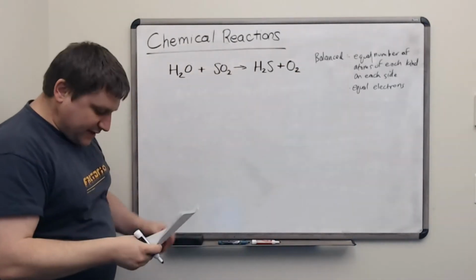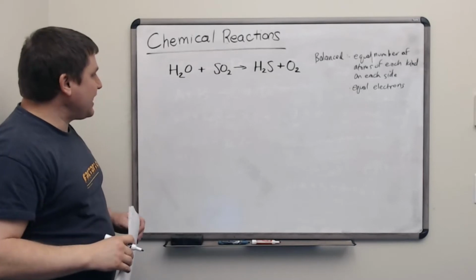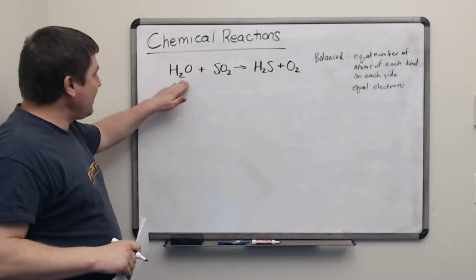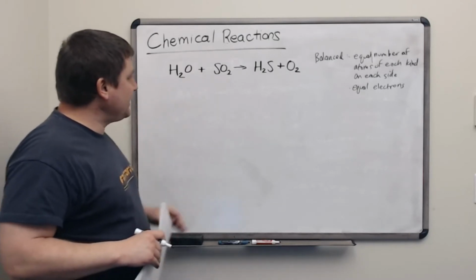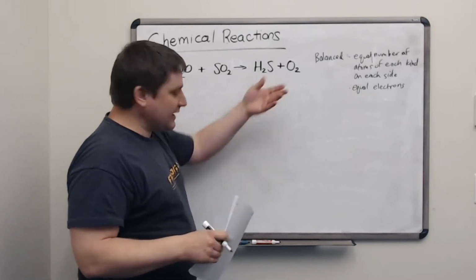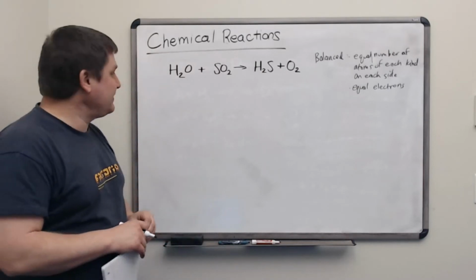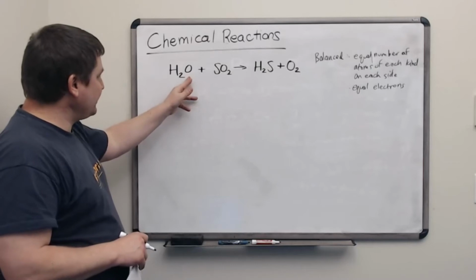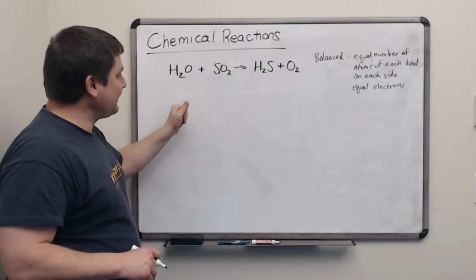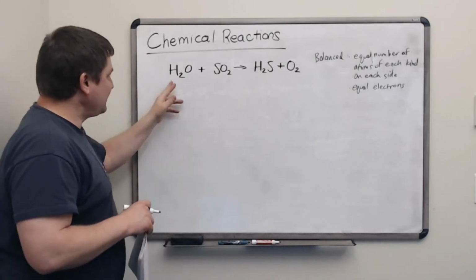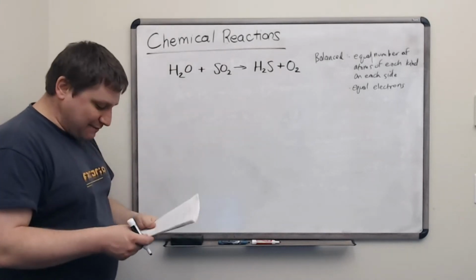So I'm beginning with this made-up reaction. I have no idea if it even works. We'll find out eventually. We add water to sulfur dioxide, and that creates hydrogen sulfide and oxygen gas. Now, this reaction is unbalanced at the moment. If we count up, there's 1 oxygen here, 2 here. So there's 3 total on the left, but only 2 total on the right. And other atoms, H and S, are also possibly not balanced.